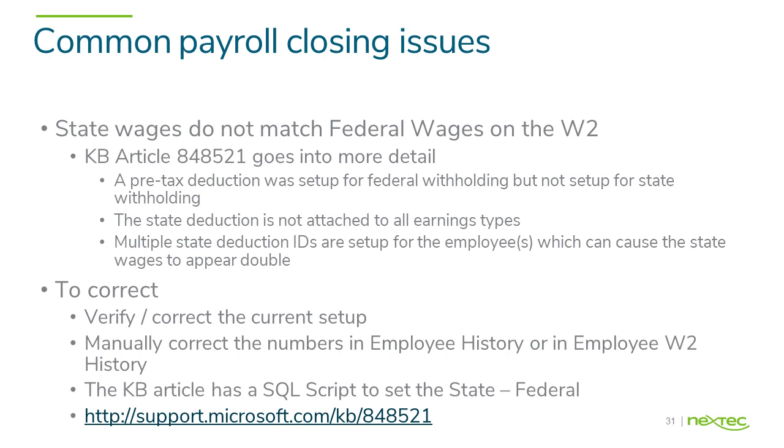State wages do not match federal wages on the W-2. Again, there's another KB article that goes into more detail, but it could be a pre-tax deduction was set up for federal withholding, but not for state. The state deduction is not attached to all earnings types. Multiple state deduction IDs are set up for the employees, which can cause state wages to appear double, and so forth. Again, the way to correct that is to verify the correct current setup, and manually correct the numbers in the employee history or an employee W-2 history with initialize mode turned on. And then there's a KB article to assist with that as well.